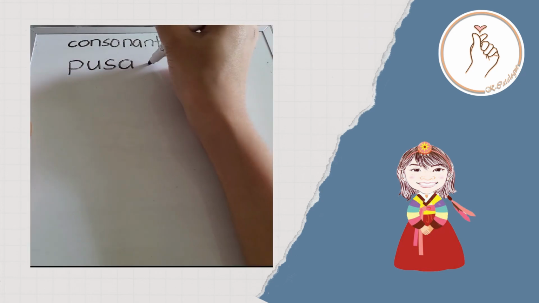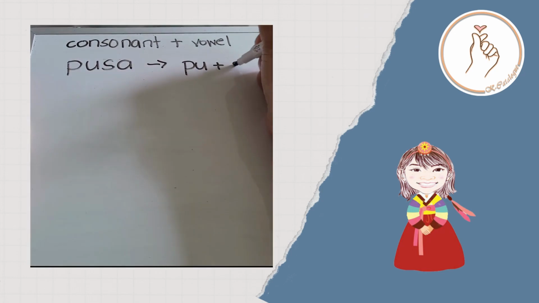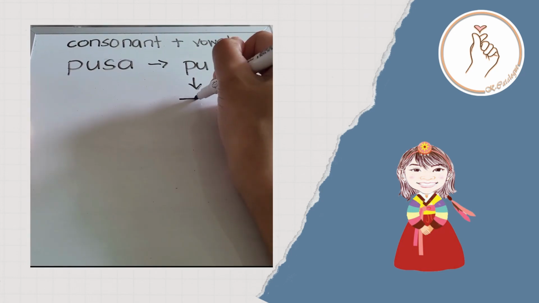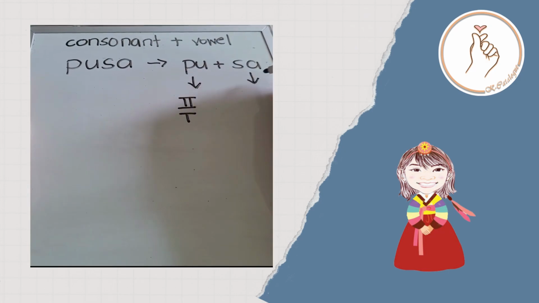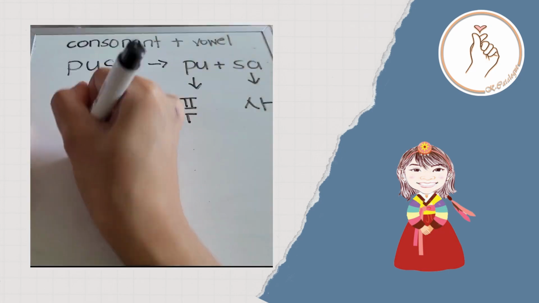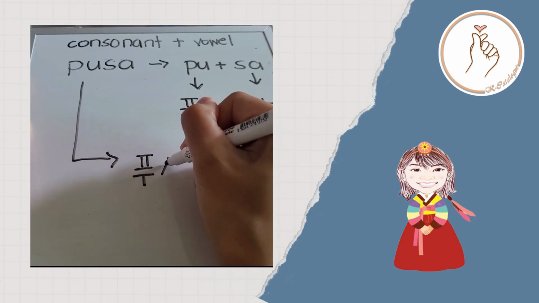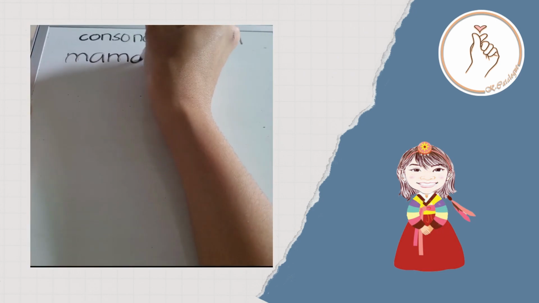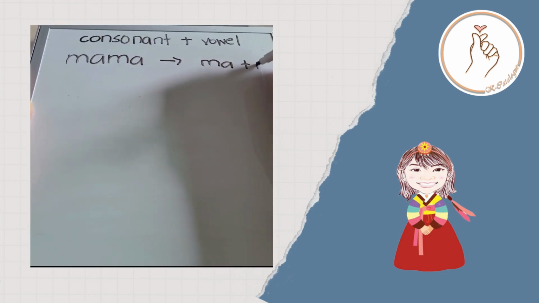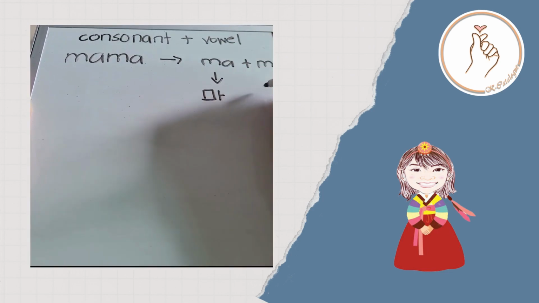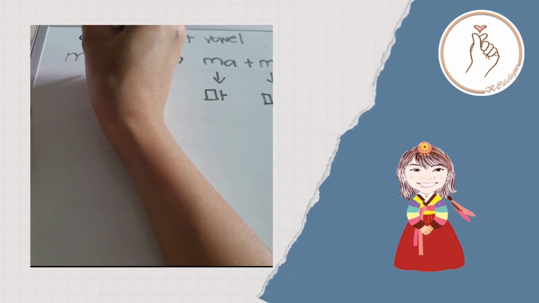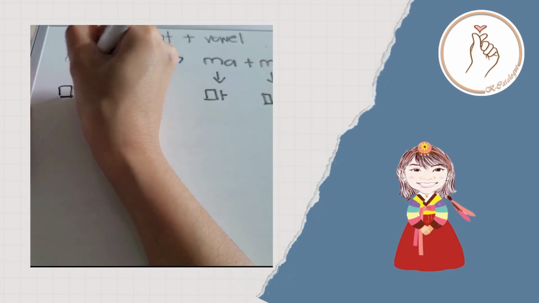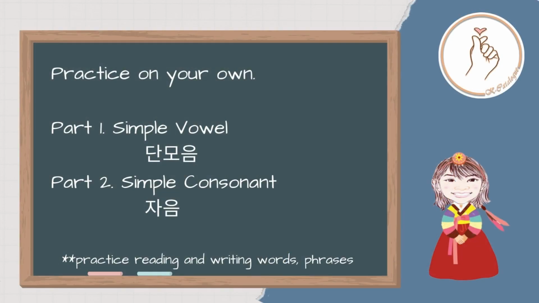Now, let's try the word pusa. Again, divide first the word into syllables, pu and sa. Then, spell them in Korean based sa pronunciation. This is how we write pusa. Try naman natin si mama. So again, divide it into syllables, ma plus ma, and then spell them in Korean based on their corresponding sound, ma, ma. Now you can practice lahat ng natutunan natin from part 1 up to part 2.